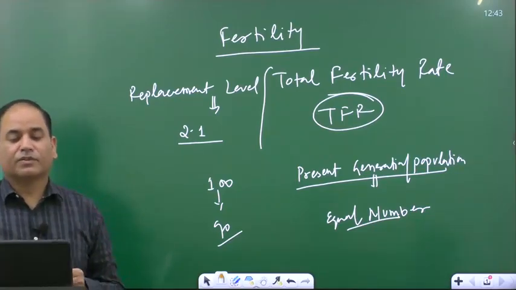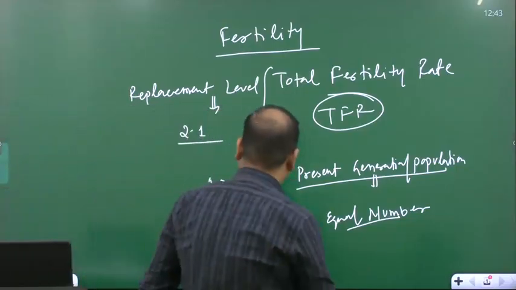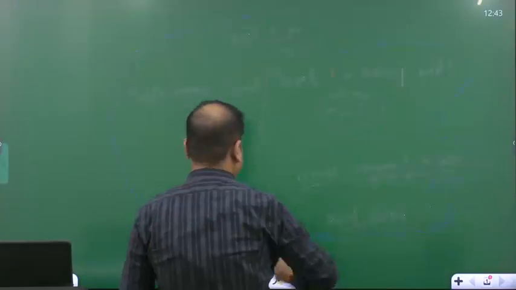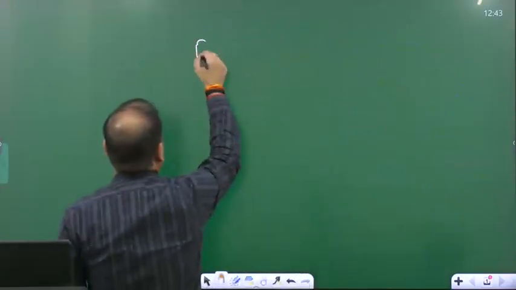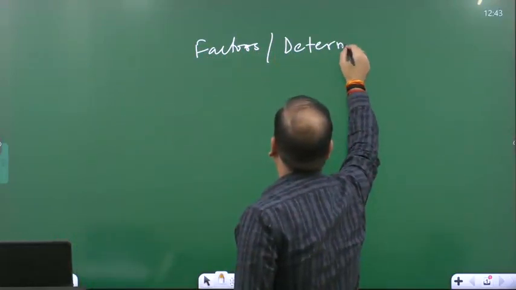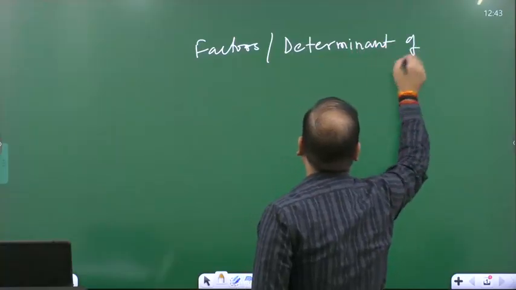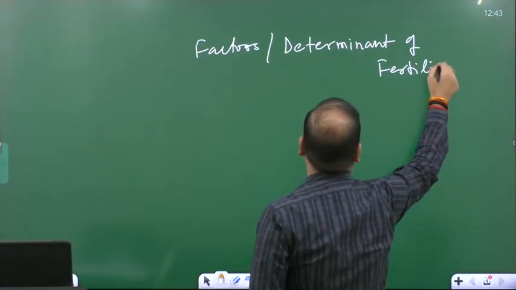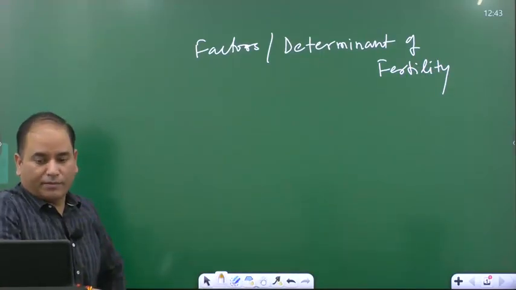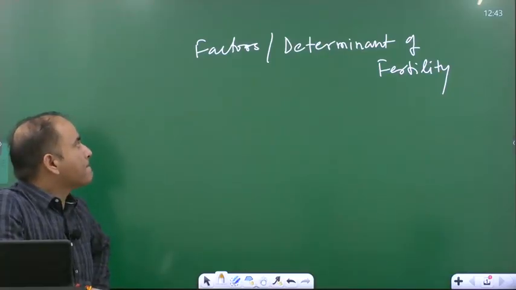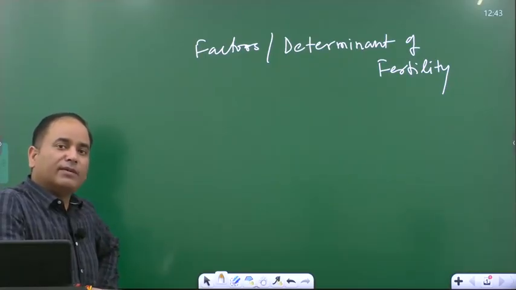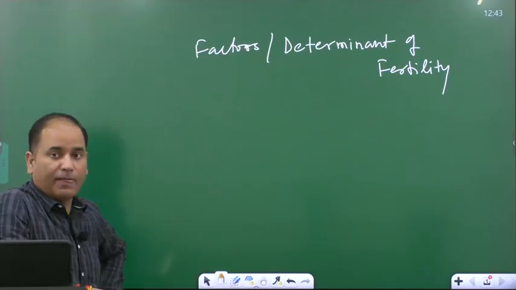Next, please note down the factors determinant of fertility. Now, what are some determinants of fertility which you can think of? What can be some of the determinants of fertility, factors of fertility? Just try to think.